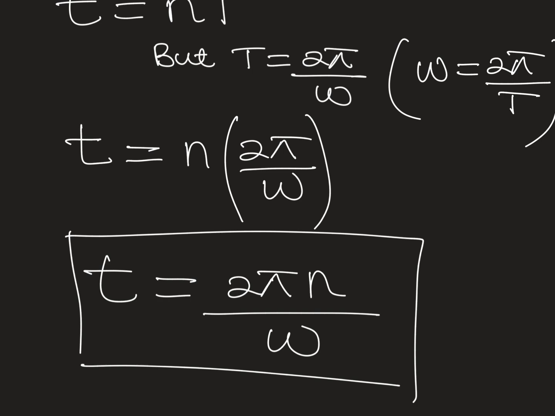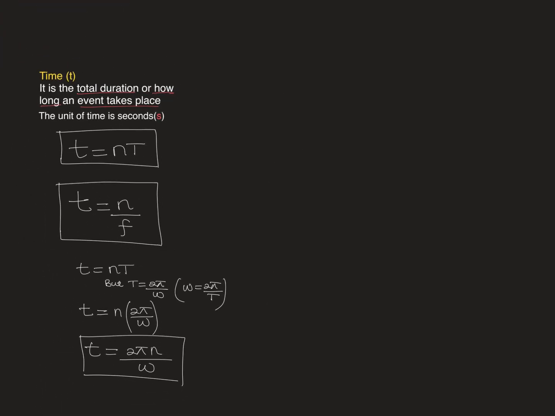To summarize what I have just said, we have the time is equal to the number of rotation or revolution multiplied by the period. We have the time is equal to the number of rotation or revolution divided by the frequency.